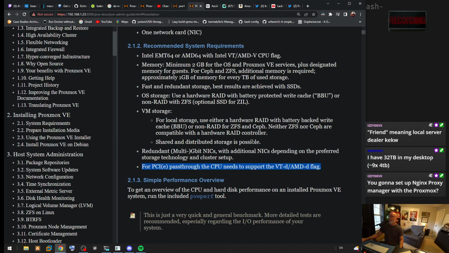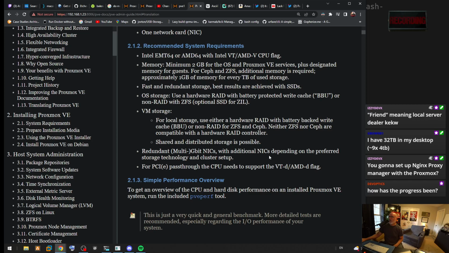So, you're going to set up an Nginx Proxy Manager with Proxmox? Possibly. We'll see. How's the progress been? Well, it's working right now.